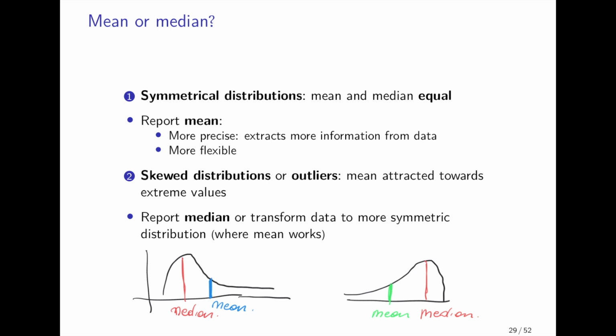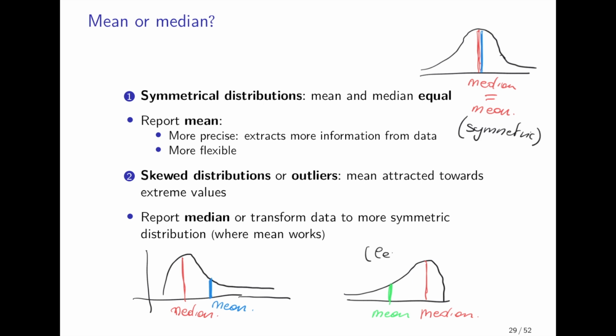If you have a symmetric distribution, a distribution that has no skew either to the left or to the right, then your mean and your median will be equal. So this happens if we have a symmetric distribution. This happens when we have left skew, and this happens when we have right skew.